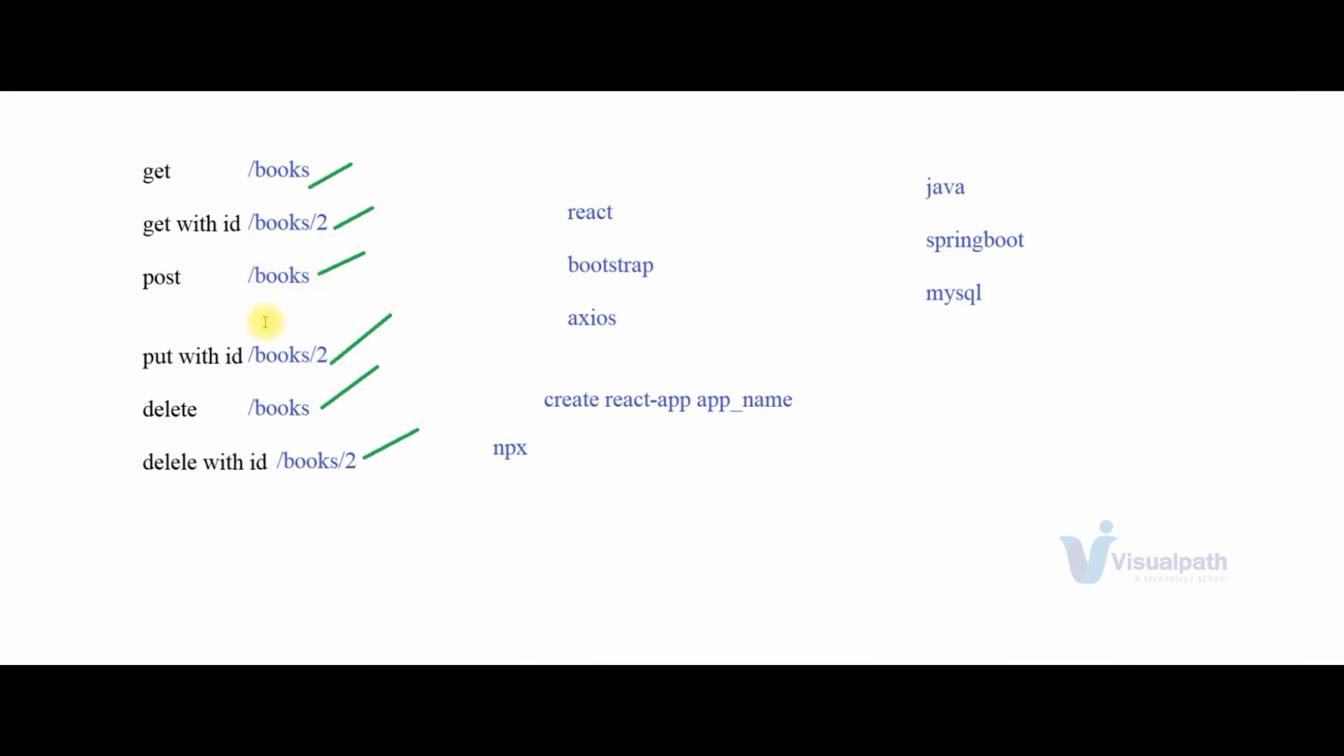Next is PUT with ID. PUT is nothing but updating the book value here. If you want to update the book value, we already did that. Editing is nothing but updating only. We updated that published value. DELETE also we are able to do here, and DELETE with ID also we are able to do here.